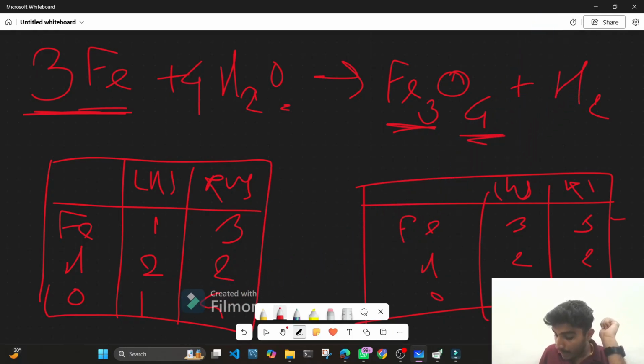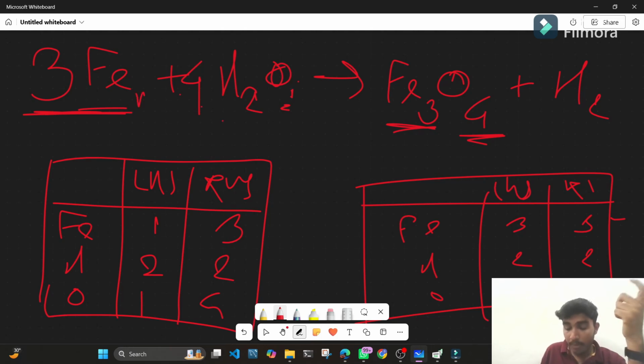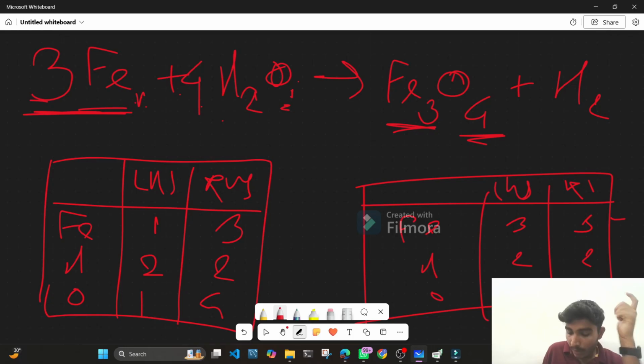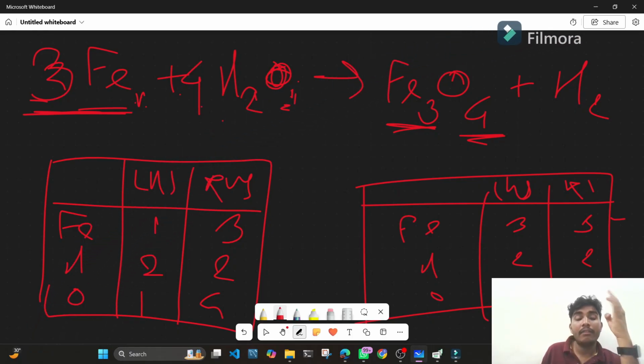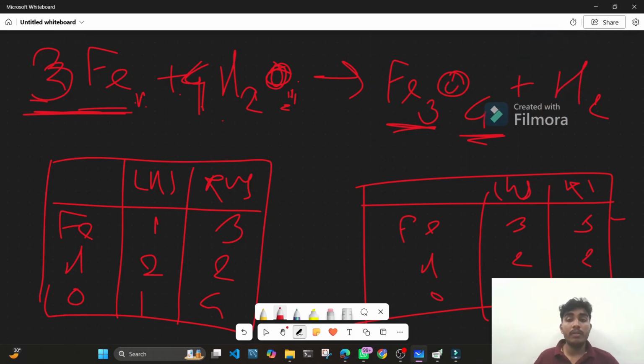So again, my oxygen was four, and now it has become four. Here four into one, here there is only one oxygen, so four into one is one only. Here also you just remember that you have to multiply these two. Basically three into one means three only. So I have three atoms of Fe, and also we have three atoms of Fe. Then here oxygen, we had one atom, we multiplied it with four, so we had four atoms of oxygen. Here also we have four atoms of oxygen. But now there is a twist.